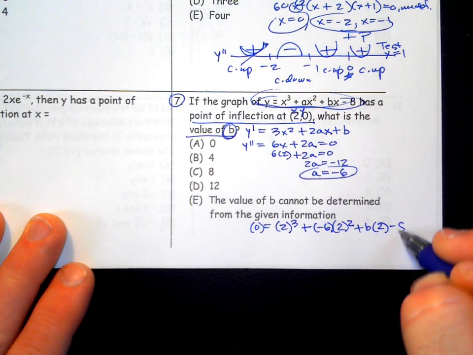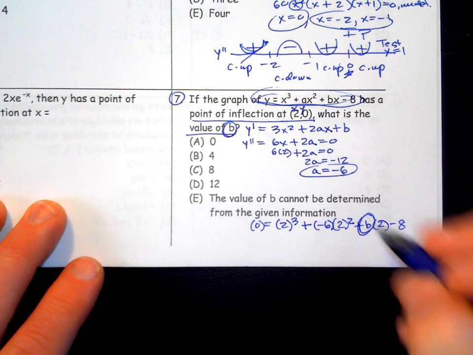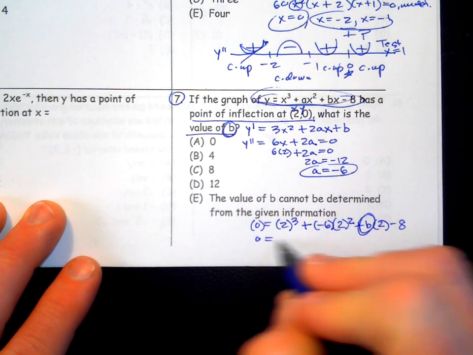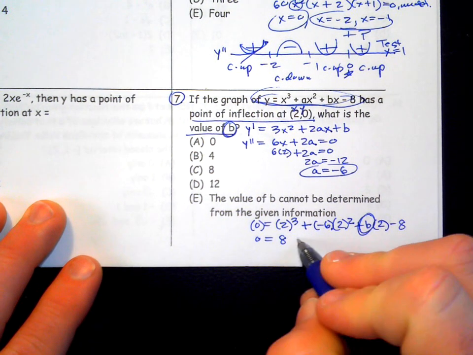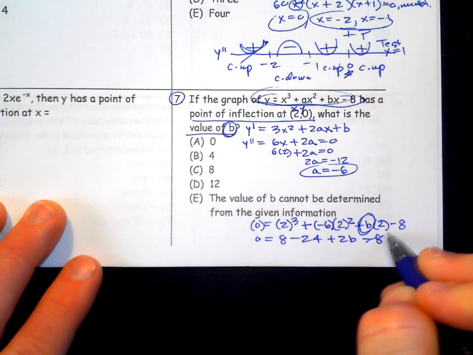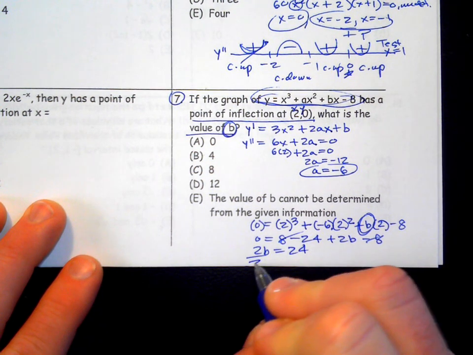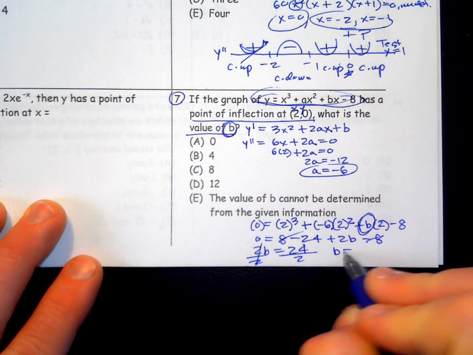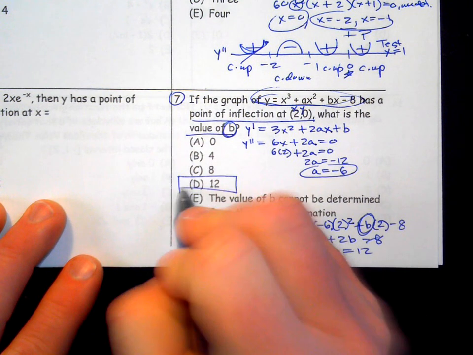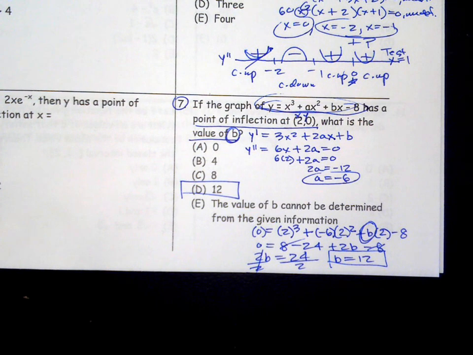X is 2, minus 8. So now we have an equation with one unknown. So we should be able to find this. So 0 equals 8 minus 24 plus 2b minus 8. 2b equals 24. b equals 12. So kind of tricky, a little bit of solving like systems of equations and stuff on there. Algebra's a little tough. Okay, let's go to the next page.